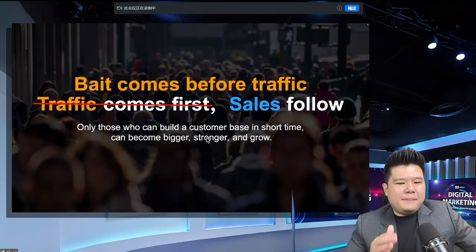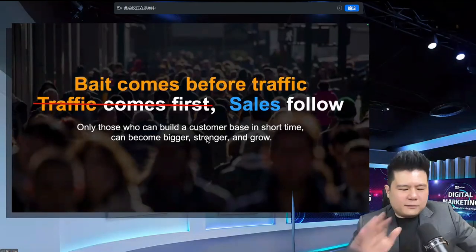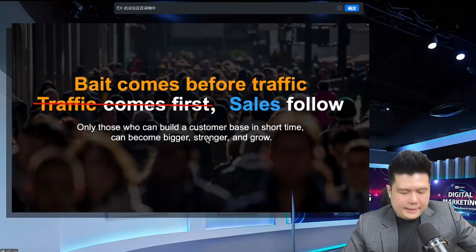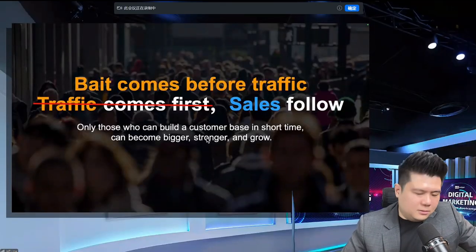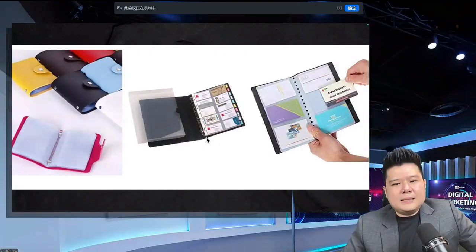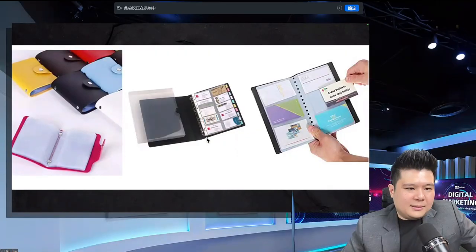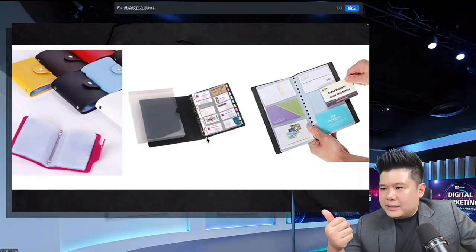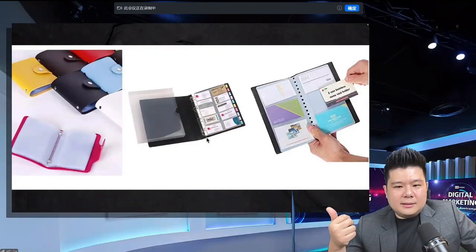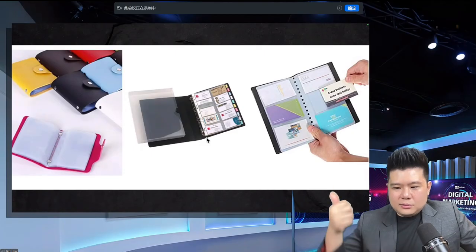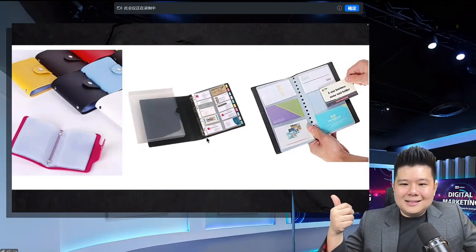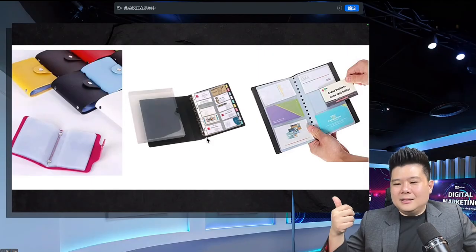Because crafting baits and crafting offers is one of the most important things in the entire online marketing or digital marketing or in business. Because if today we want to build a list, how many of you recognize this? You know what this is, right? Do you know what this is? Type in the chat.